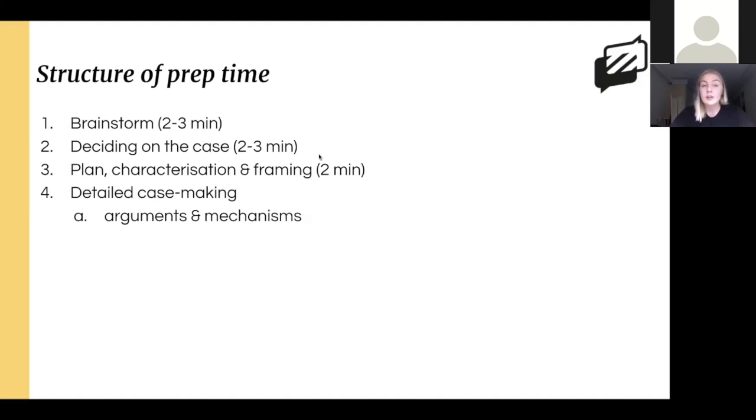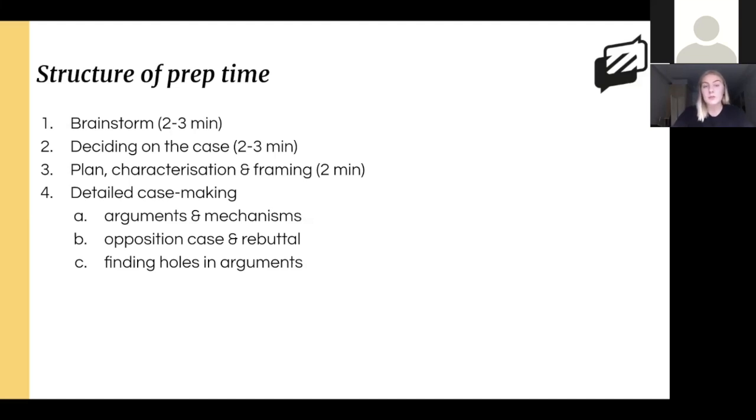So detailed case making usually means coming up with arguments and mechanisms, thinking about the opposition case, thinking about rebuttal, and finding holes in the arguments that you have made together with your partner. So this is the broad structure of how I would generally go about prep time. Sometimes it's more fluid, but this is roughly what I just instinctively do.